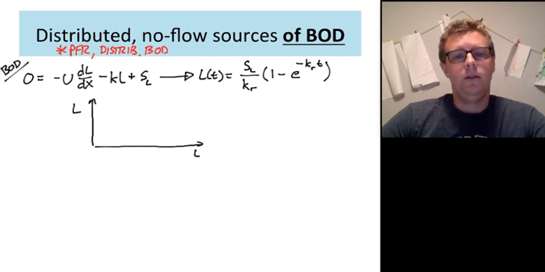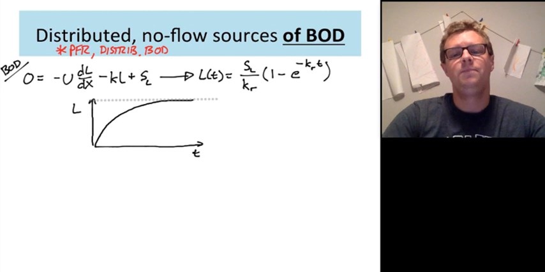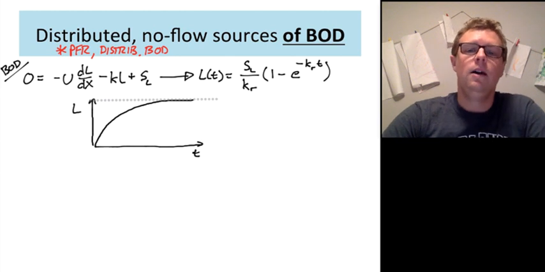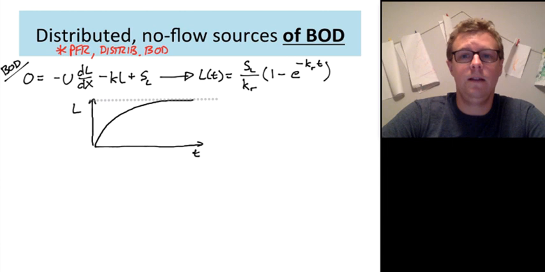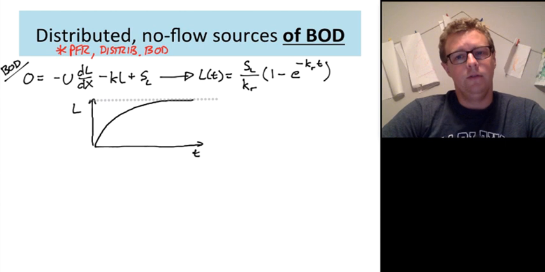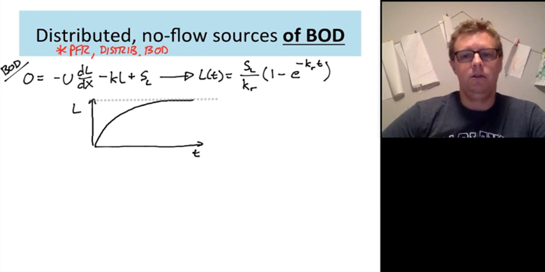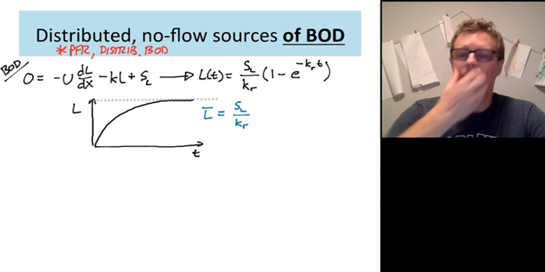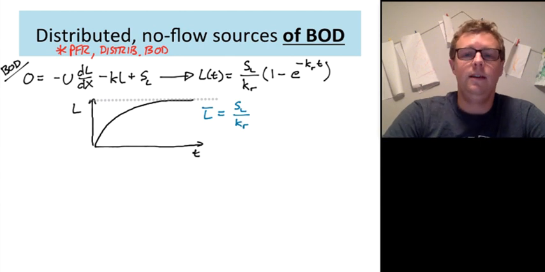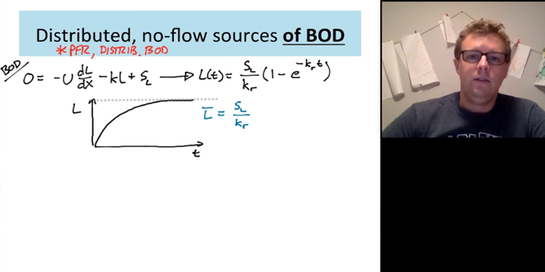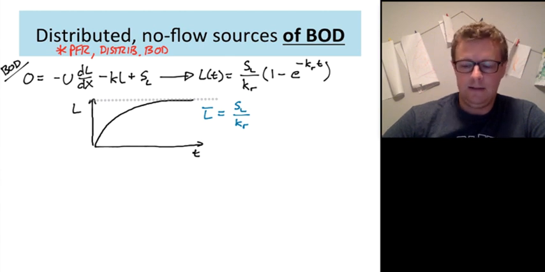And if we solve that equation for BOD, we can get exponential growth, basically a solution that looks an awful lot like a step load. Now, I've expressed this as BOD through time. Again, if you want space, you simply replace the t with x over velocity. So this is a step load that will grow into some steady state, and Chopra gives us the steady state as just the coefficient out front, that SL over KR. So this is what we'll get for a distributed no-flow source of biological oxygen demand.